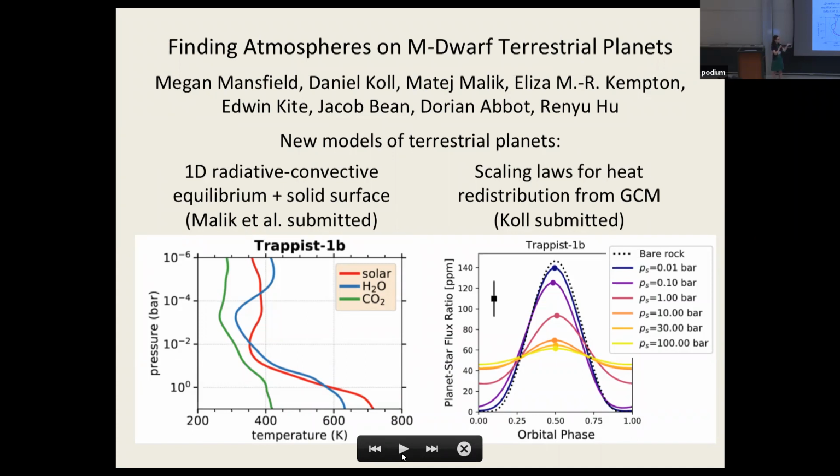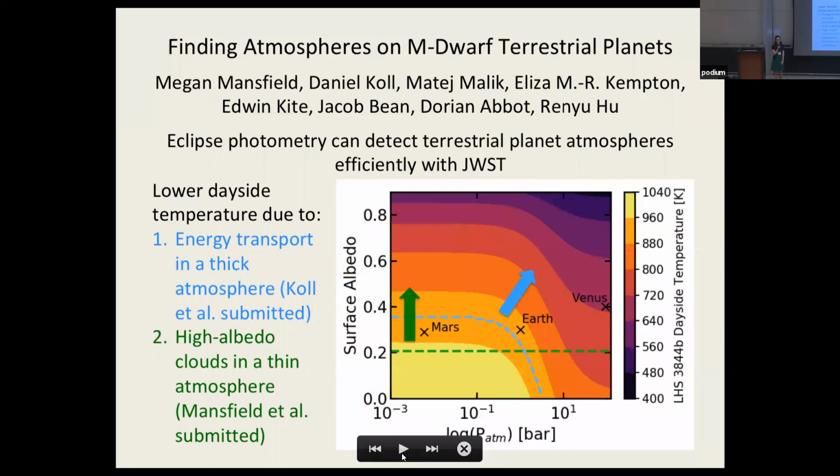One is new 1D modeling that includes self-consistent TP profiles for these planets and also the effect of a solid surface on their spectra. And then the second uses some GCMs for these planets to develop a scaling that relates the atmospheric pressure to the amount of heat redistribution that you would get. And then we use these 2 new models in the other 2 papers, which present ways to use eclipse photometry to detect these atmospheres.